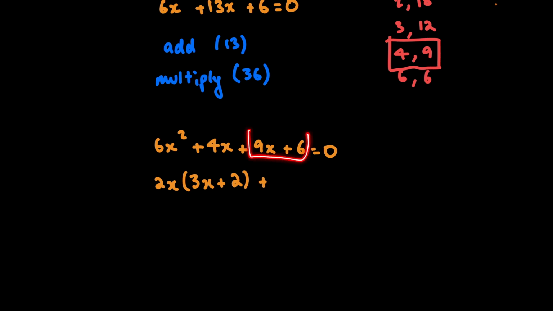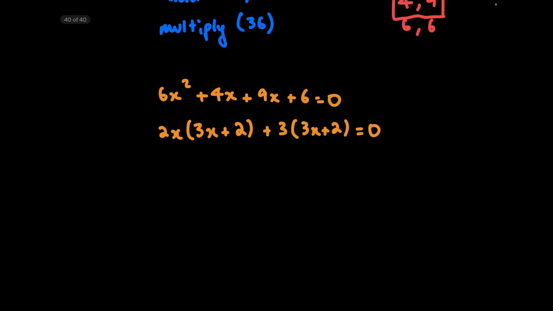Plus, what can we factorize out from 9x plus 6? Well, the common factor would be 3. We can factorize out a 3, and if we divide both these terms by 3, we'd be left with 3x plus 2. That equals 0. Then we can factorize from both of these terms, what's common? The 3x plus 2. So we're going to factorize out a 3x plus 2. And what are we left with from the first term and the second term? Well, we're left with a 2x as well as a plus 3.